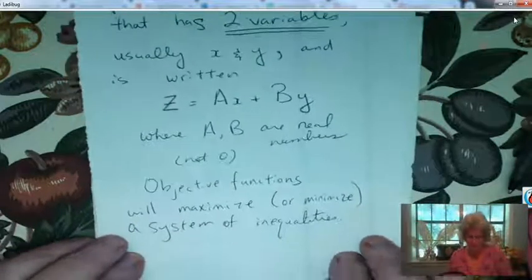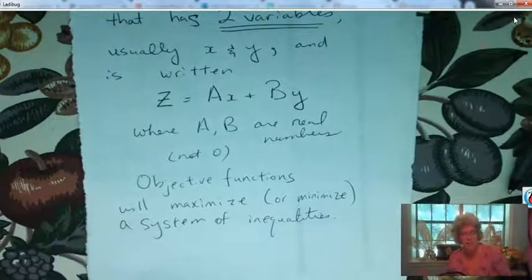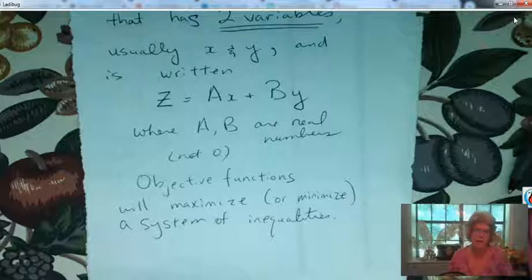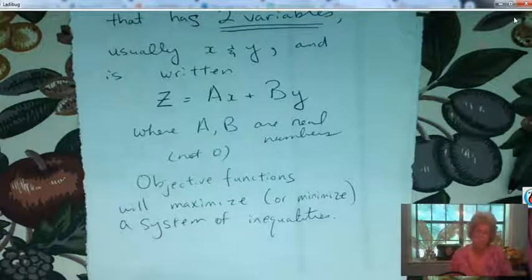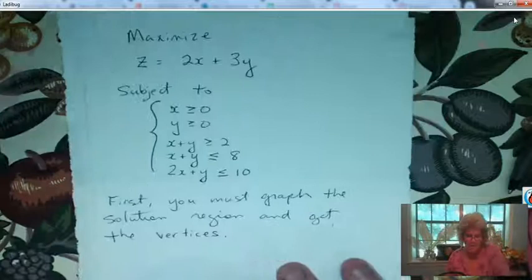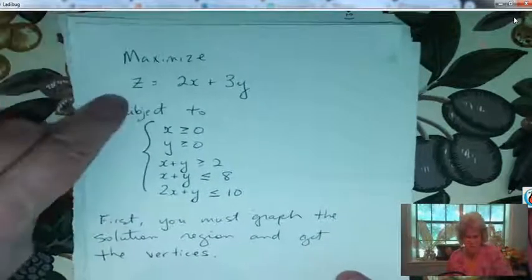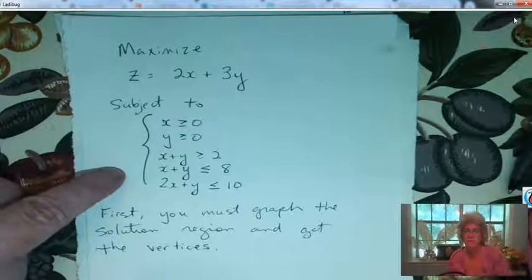So objective functions will maximize. Sometimes it'll be asked to minimize, but more often than not, they'll be asked to maximize a system of inequalities. So, for example, maximize this objective function subject to these conditions.